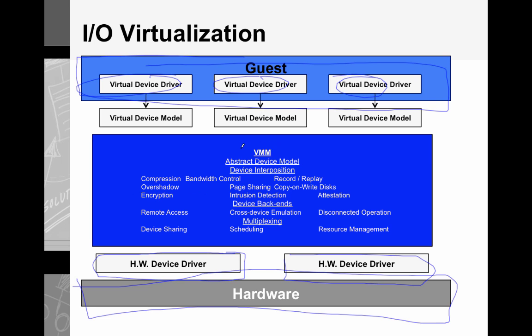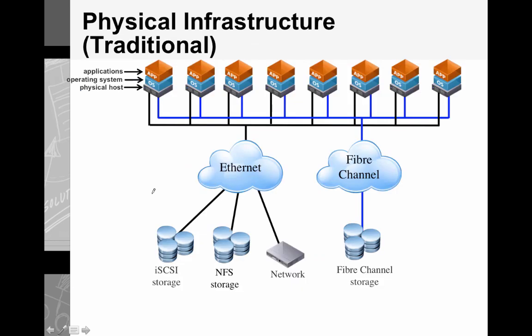Because the virtual machine monitor or the virtual machine manager can interposition itself, it can do things like compression, bandwidth control, overshadowing, multiplexing, scheduling, copy on write. Different kinds of operating system technologies and virtualization technologies can be used by the VMM layer. That's I/O virtualization. Now let's look at physical infrastructure.